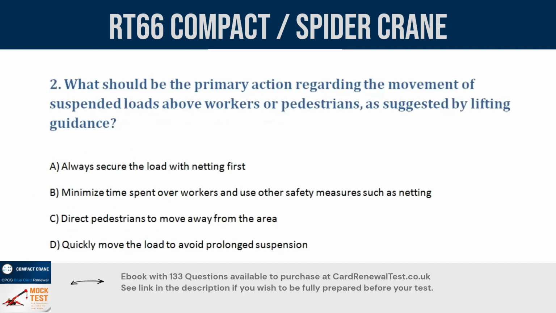2. What should be the primary action regarding the movement of suspended loads above workers or pedestrians, as suggested by lifting guidance? A. Always secure the load with netting first. B. Minimize time spent over workers and use other safety measures such as netting. C. Direct pedestrians to move away from the area. D. Quickly move the load to avoid prolonged suspension. Correct answer, B. Minimize time spent over workers and use other safety measures such as netting.